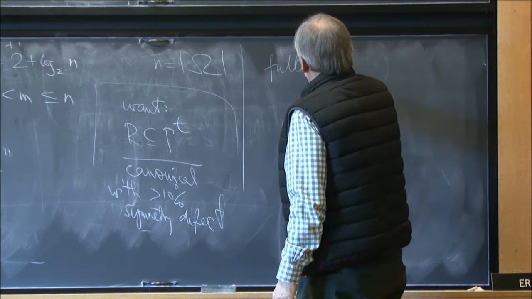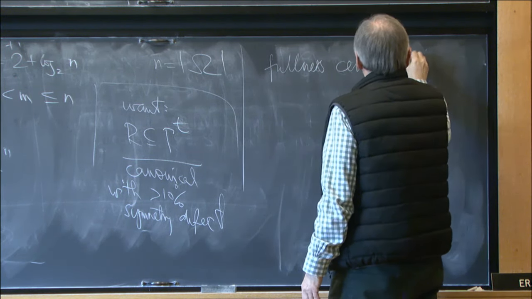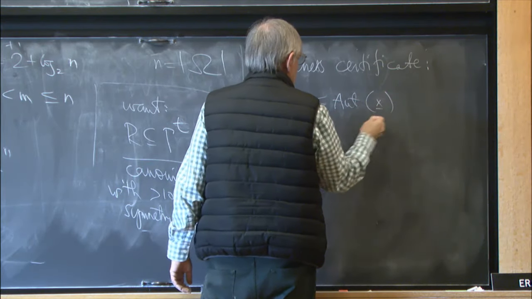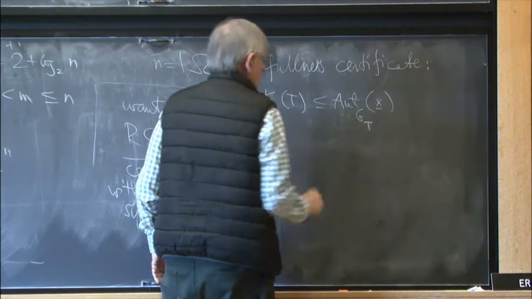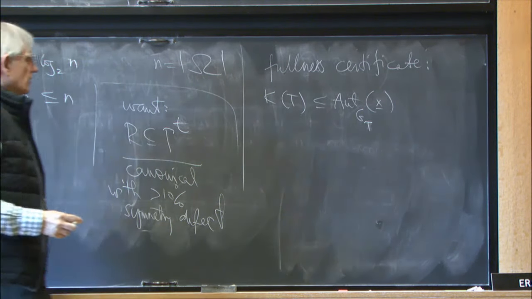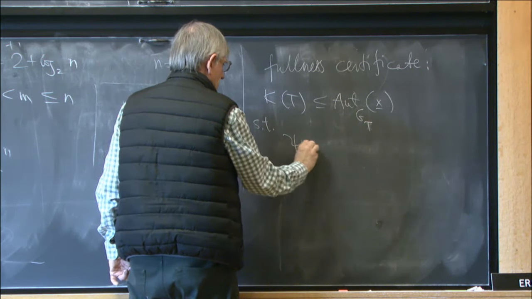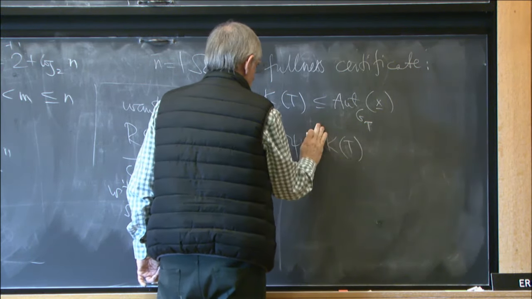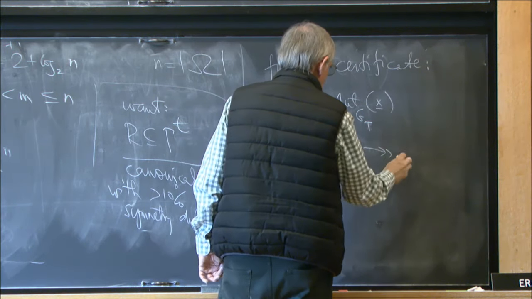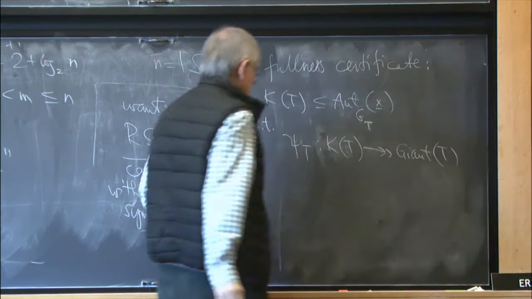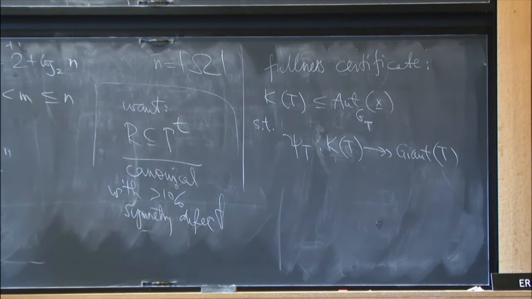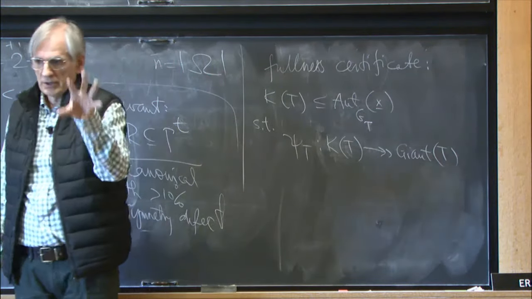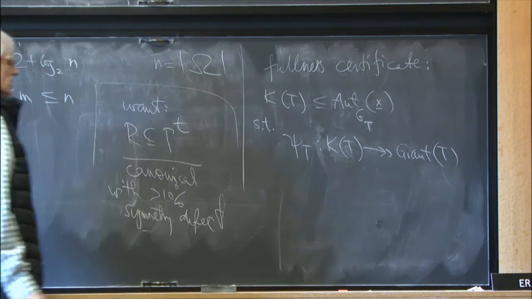Okay, so the fullness certificate, I call it K of T, is a subgroup of the automorphism group of my string X with respect to this group G, actually the set-wise stabilizer of the test set T, such that K of T maps onto symmetric or alternating, so giant, on T. Okay? So this is a very constructive verification of fullness. I actually produce actual automorphisms so that the group that I produce is rich enough that it already maps onto giant on T. Okay? That's the fullness certificate.